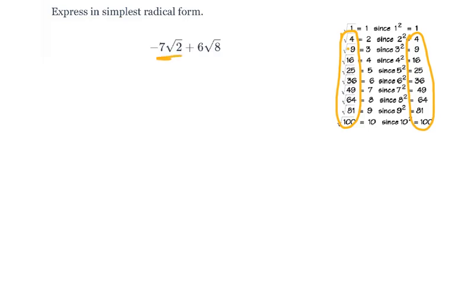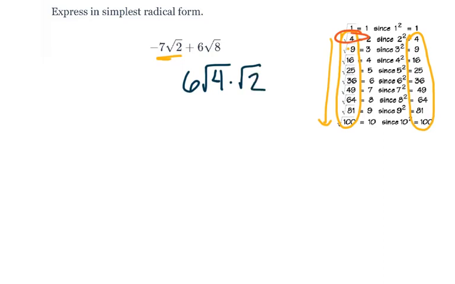Now look at 6 root 8. Inside of root 8, can any of these numbers divide into 8? 4, yes. 9 is too big, 16 is too big, so we can just stop there. 4 is the only number. So what we're going to do is break 8 out. Bring down the 6 first, but 8 becomes root 4 times root 2.